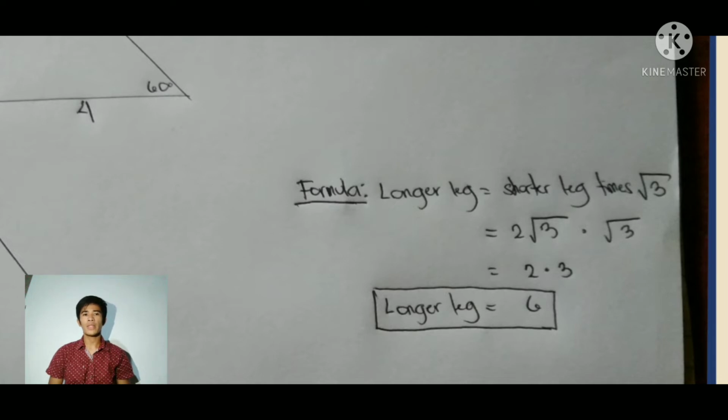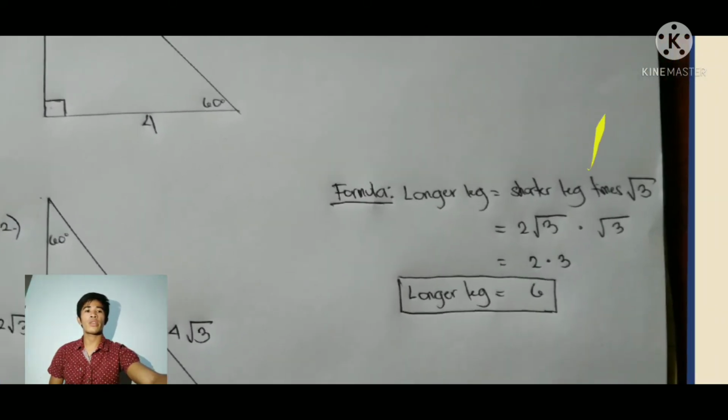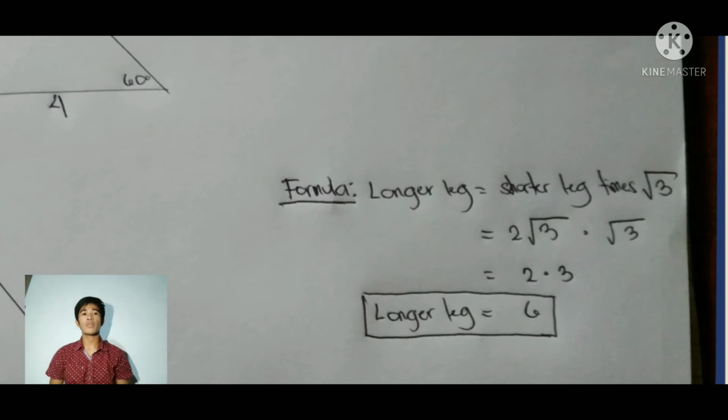So, easy lang po. Substitute. Equals, value ng shorter leg natin is 2 square root of 3 times square root of 3. So, ano nang next natin gagawin? So, multiply 3 square root of 3. So, what will be the answer? Is square root of 9. So, the square root of 9 is square root of 3. So, 2 times 3 equal to 6. So, that will be our final answer. The longer leg is 6.